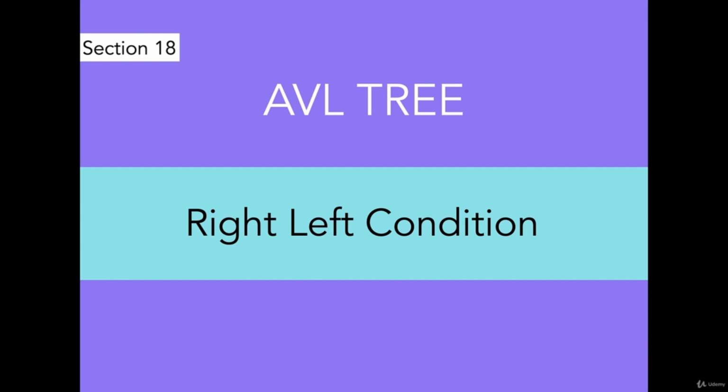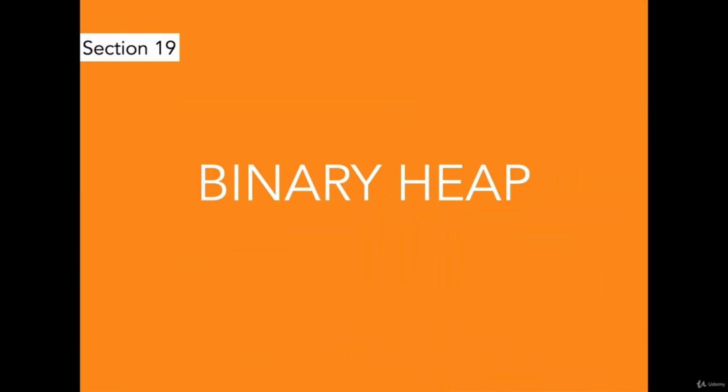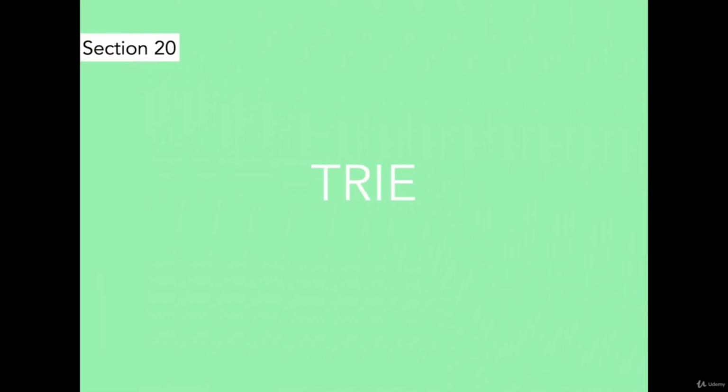Then we are going to the binary heap, which is related to trees, but a very special case of tree. And we talk about common operations of binary heap. And finally, we go to the last type of tree, which is trie. The trie takes characters as a node, so it's very useful especially when developing applications like dictionaries.